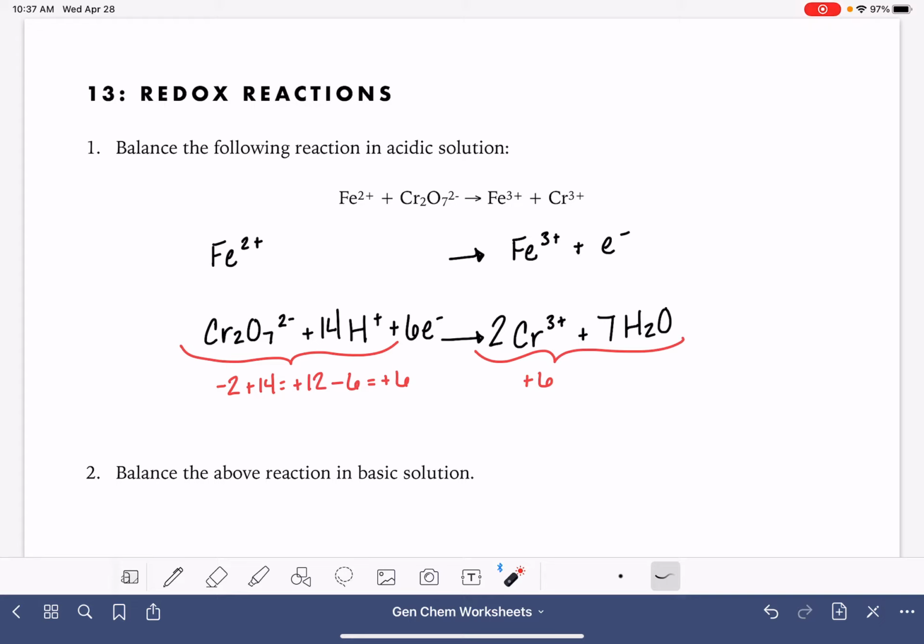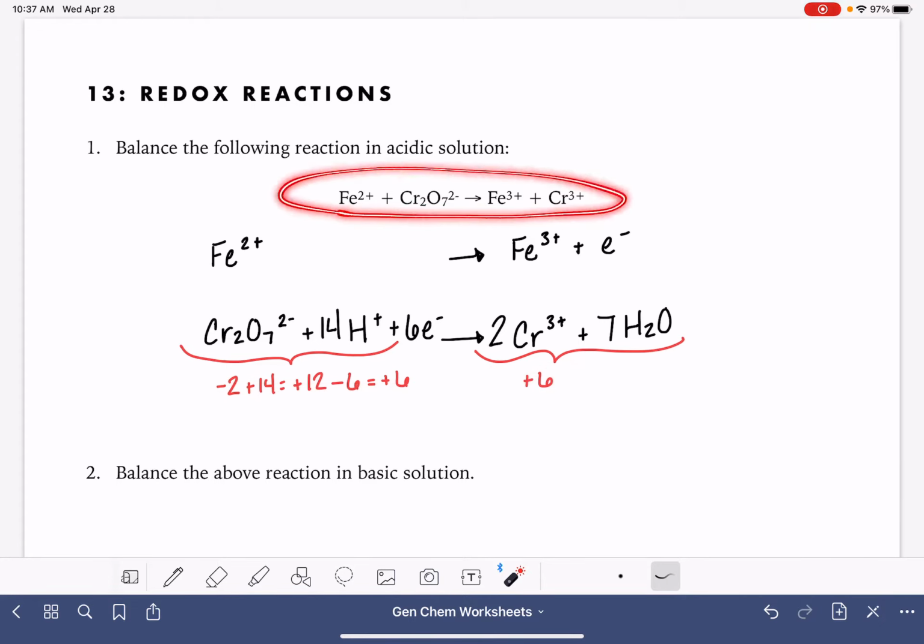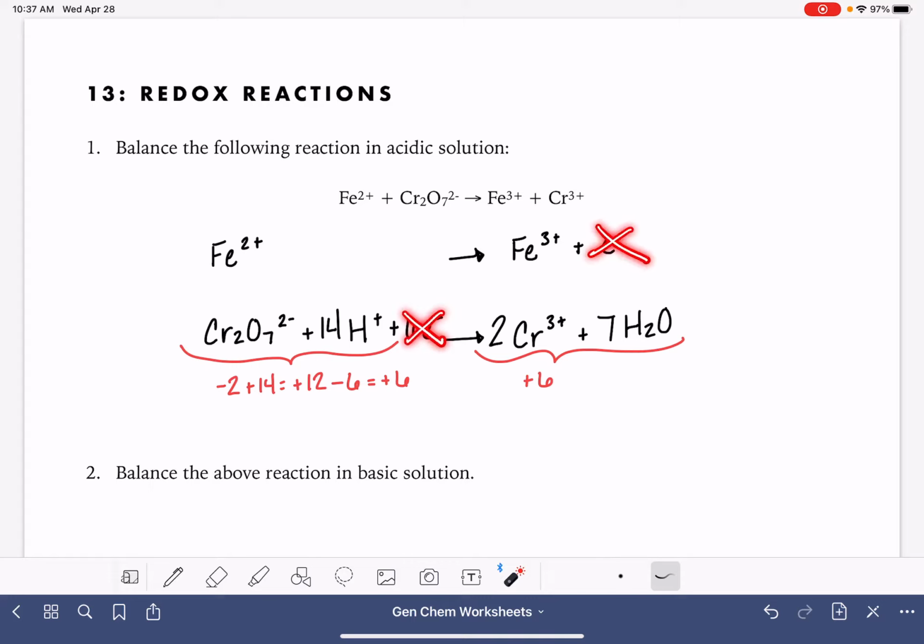The last thing that we need to do is combine these 2 half reactions together to give us our overall balanced equation. When we combine the half reactions, we want to do so in a way that these electrons are going to cancel each other out. And the only way that's possible is if we have the same number of electrons on the left-hand side as we have on the right-hand side. So currently we have 6 electrons on the left side of this half reaction, and we only have 1 electron on the right-hand side of this half reaction. We want to have the same number of electrons on each side. We want to have 6 electrons in this half reaction up here.